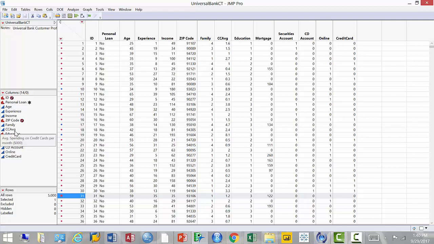CC average is spending on the credit card per month in thousands of dollars. Education, as you can see, is also categorical. 1, only undergrad, 2, graduate, and 3, advanced, meaning PhD, doctor, JD, MD, that kind of thing, right? Okay, mortgage, if the bank holds a mortgage taken out by that person already, right? Securities account, do they have a security, like a money market account kind of thing, right? CD account, savings essentially, right? Whether or not they're using online banking, and whether or not they're using a credit card issued by this bank, right?